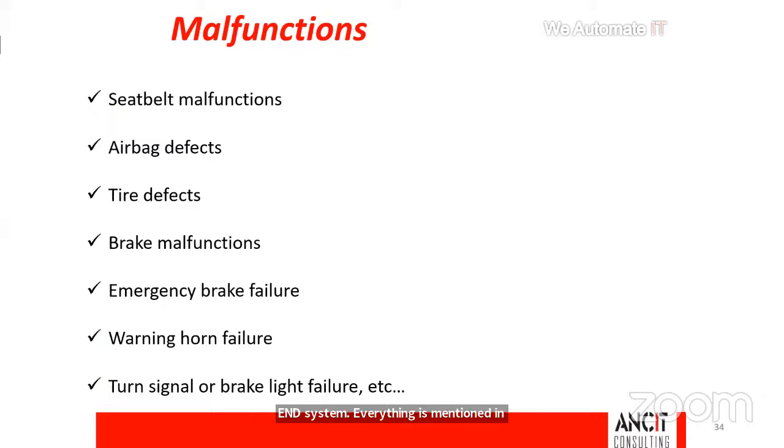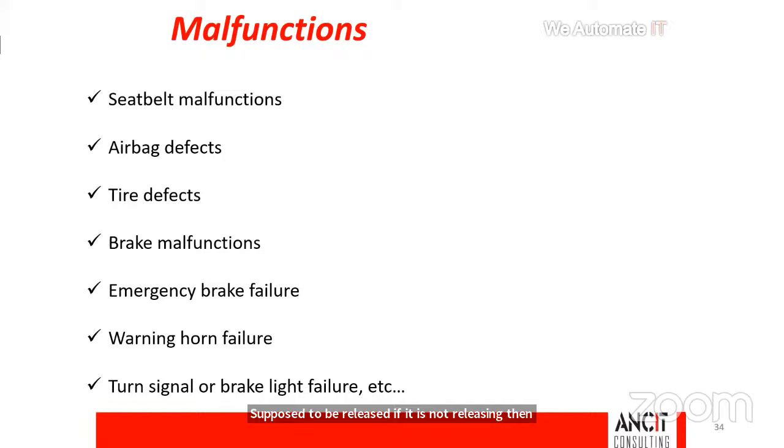Okay, so there are some examples of malfunctions. For example, seat belt malfunction. Whenever we are not wearing the seat belt, the alarm has to be turned on, correct? But if it is not working, there will be some malfunction in the seat belt. Airbag defect means whenever the airbag is supposed to be released, if it is not releasing, then there will be some airbag defects.